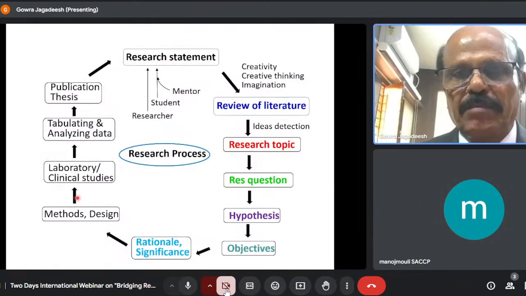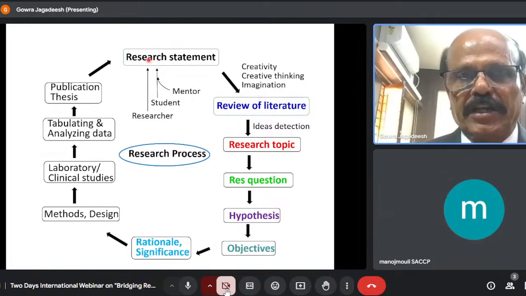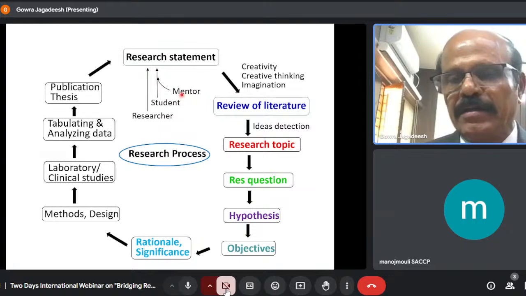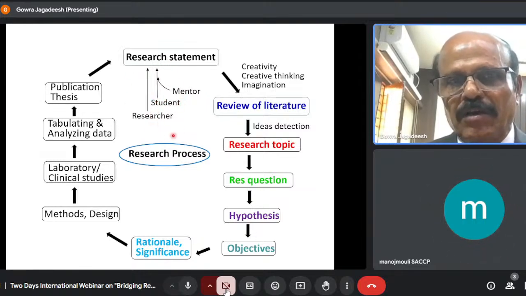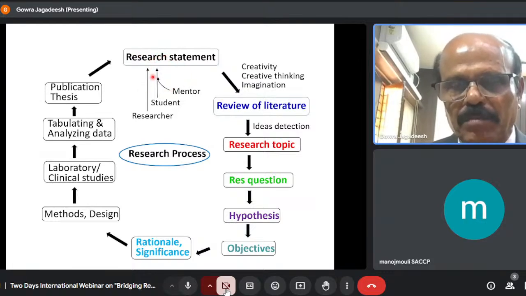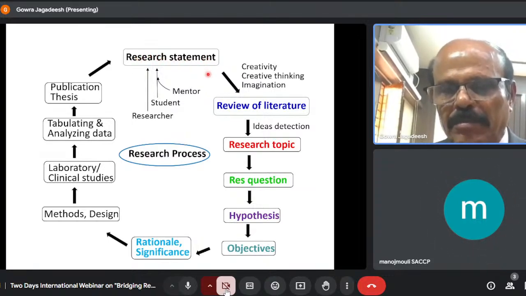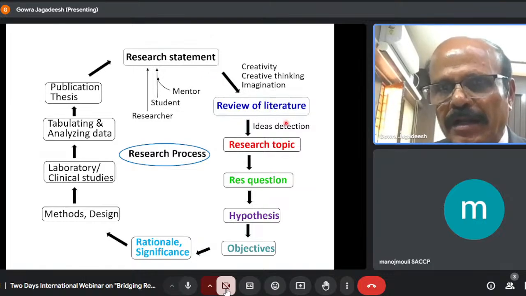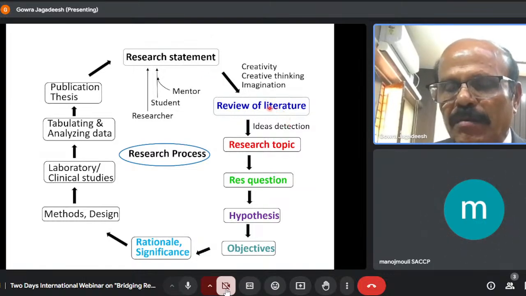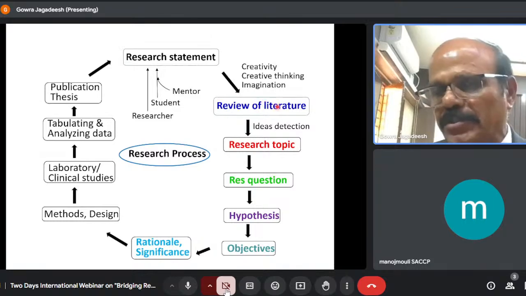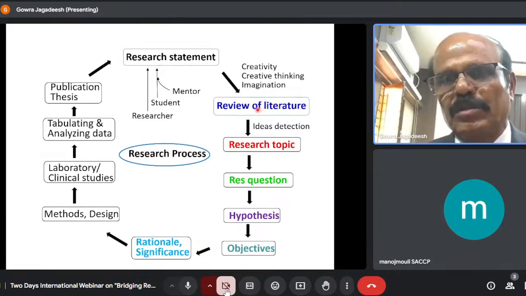And if you see the scheme here, the research statement or research topic comes from your guide or mentor. A student, a researcher, or a junior researcher, everybody depends upon the guide. Somebody should be there to get you into the right channel. Once you get into that particular broad statement, you will improve it by going through the review of literature, which Dr. Balakumar will be speaking about.